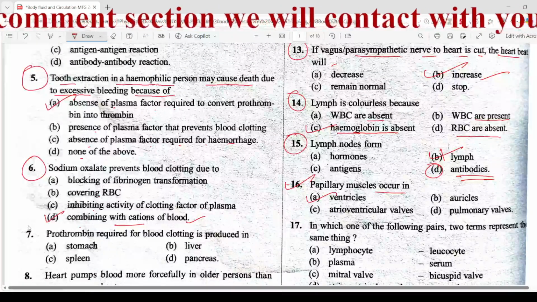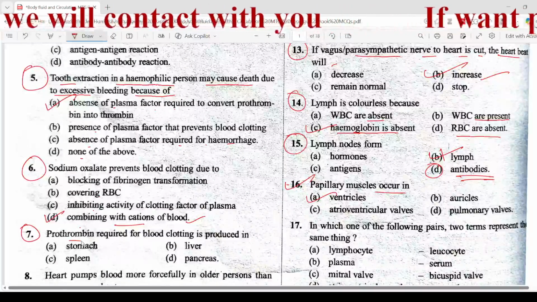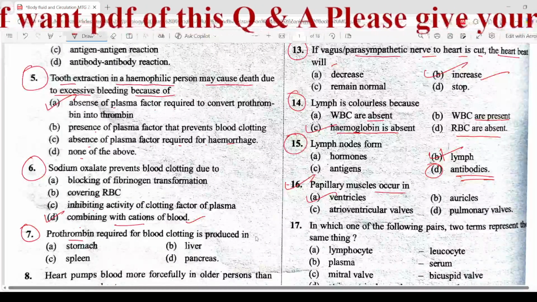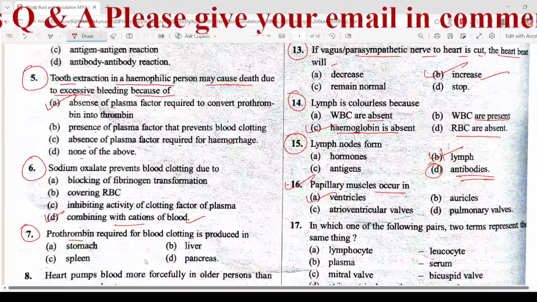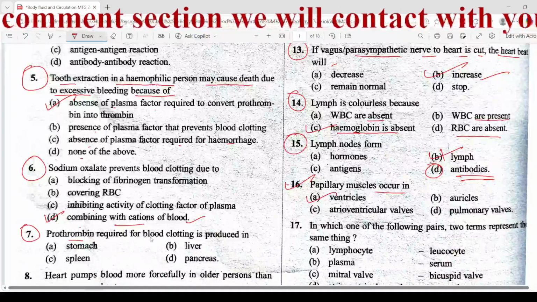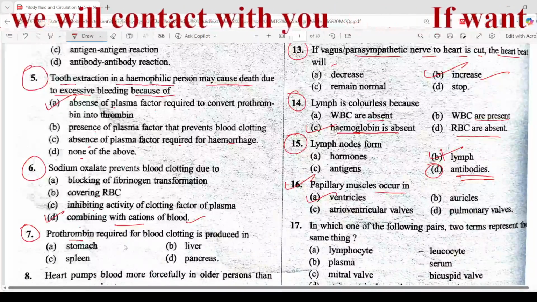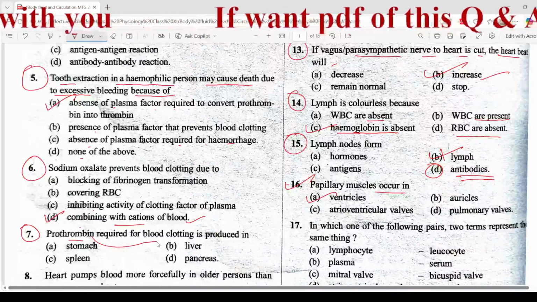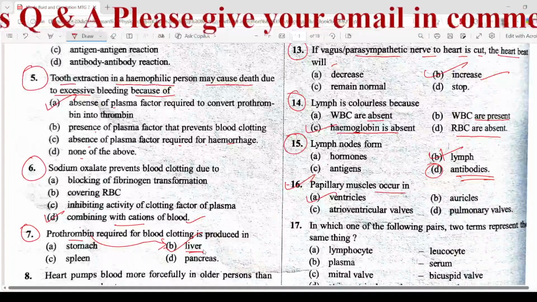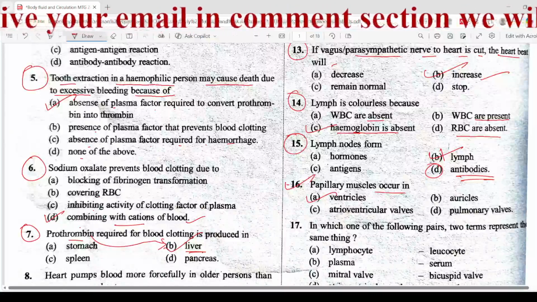Last question of this video. Prothrombin required for blood clotting is produced in. Four options are given. You have to choose the correct answer. Prothrombin required for blood clotting is produced in the liver. So the correct answer is liver for this question.